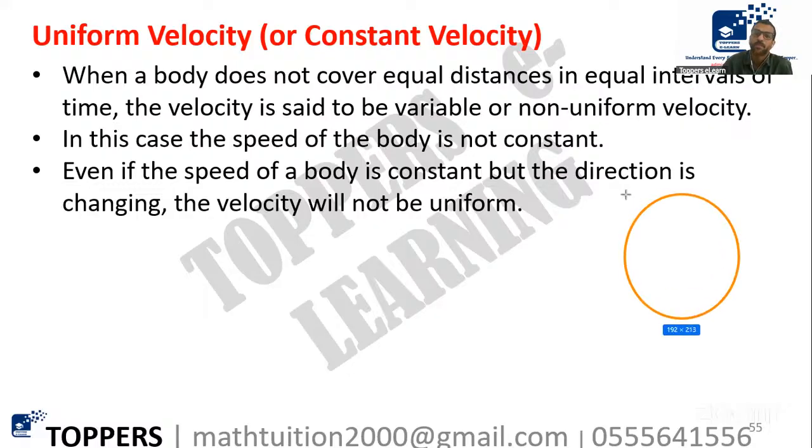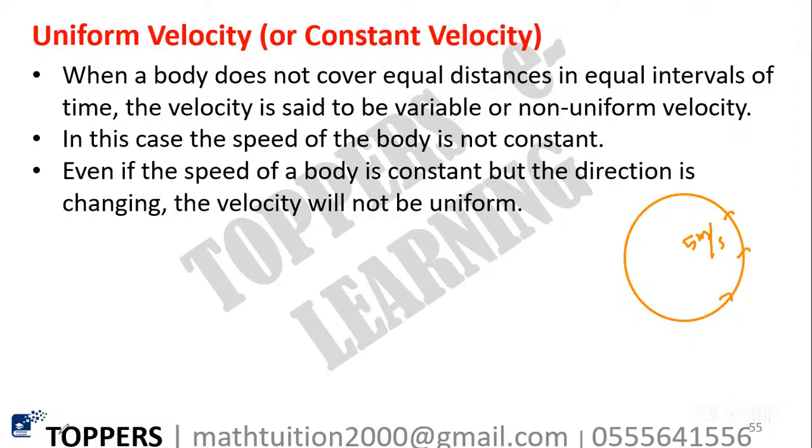Suppose we have a circular path and the body is moving in the anti-clockwise direction. And the speed is 5 meters per second all the time. So is it a constant velocity or uniform velocity? Sir, it's non-uniform. Why? Because the direction is changing. For that reason, direction is changing continuously, right? In each instant, direction is changing. So it is not a uniform velocity.